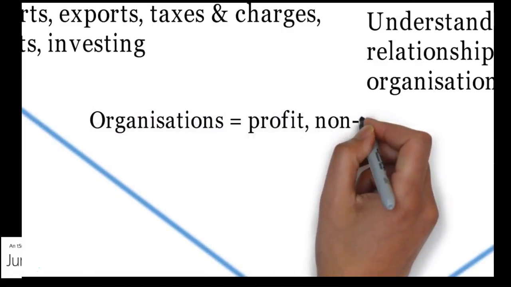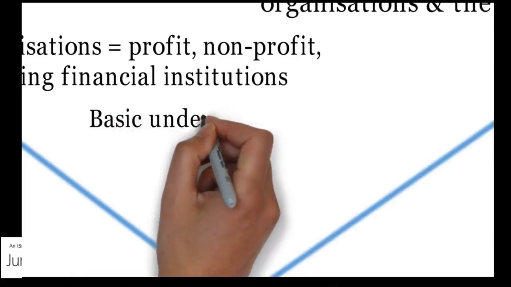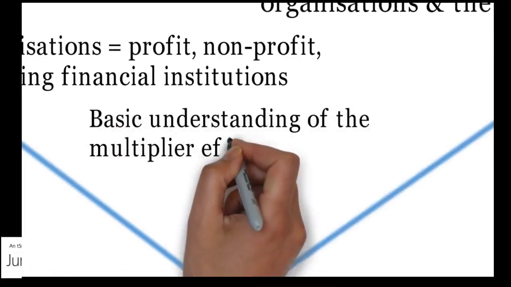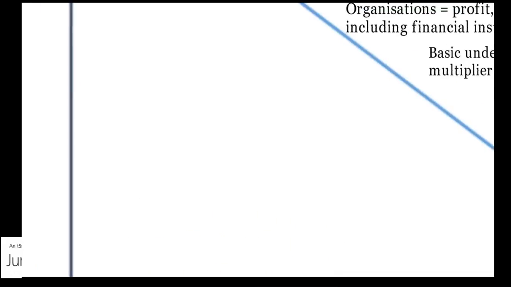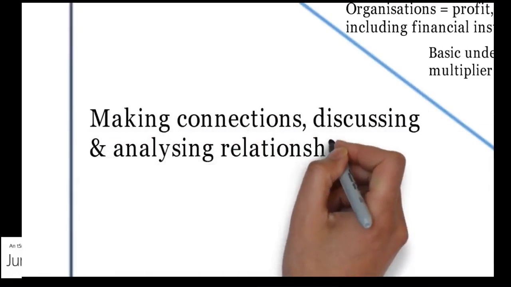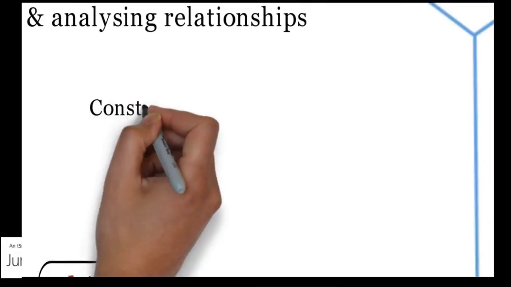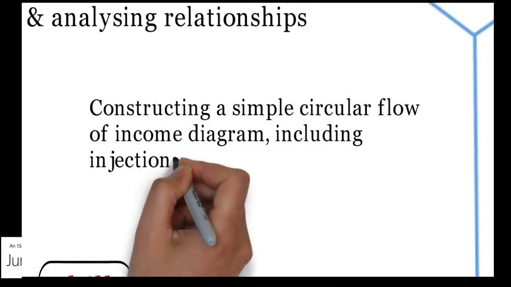Organisations are profit and non-profit, including financial institutions. A basic understanding of the multiplier effect of buying Irish. We now look at skills. Making connections, discussing and analysing relationships. Constructing a simple circular flow of income diagram, including injections and withdrawals.